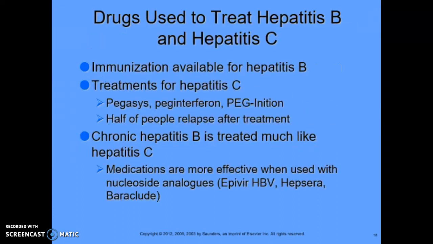Let's look at the drugs used to treat hepatitis B and hepatitis C. There is a current immunization available for hepatitis B, and this is a 3-step series. Hepatitis C is treated with antiviral medications, Pegasys or peginterferon. Chronic hepatitis B is treated much like hepatitis C. These medications are more effective when used with nucleoside analogs. An example might be Epivir HBV or Hepsera.